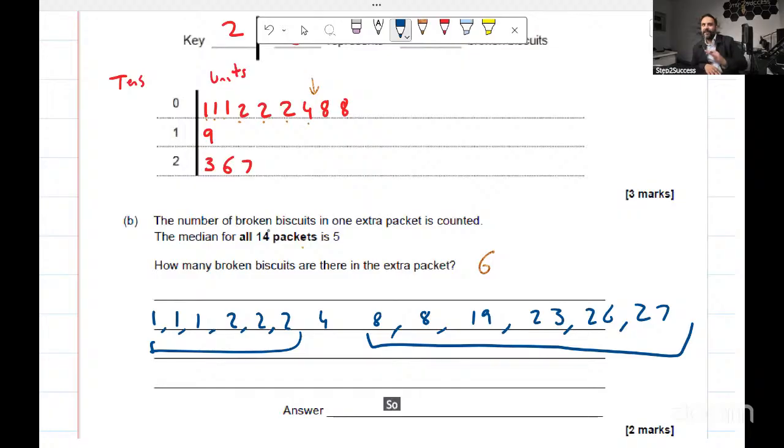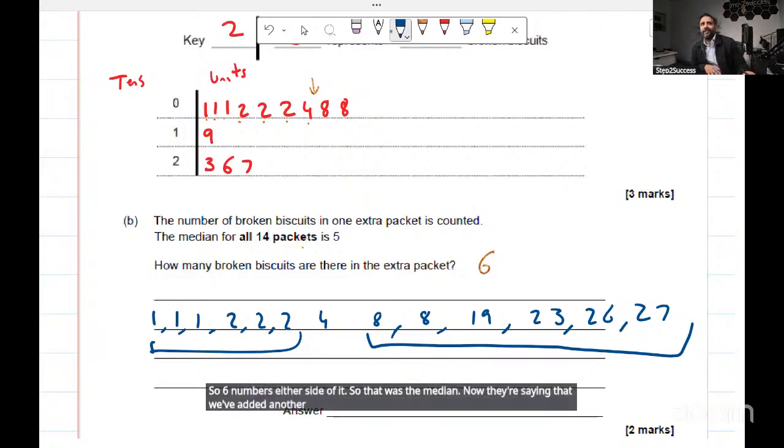So 6 numbers either side of it. So that was the median. Now they're saying that we've added another packet of biscuits, and the median is now 5.